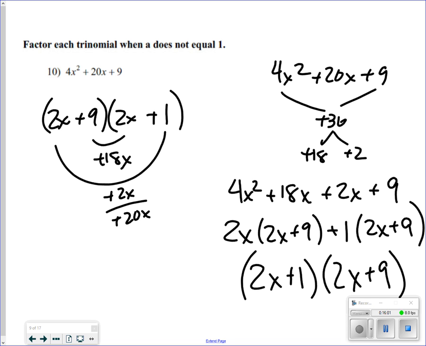So that's a little bit backwards here. You do get the same parentheses, just reversed. So that's not a big deal. Multiplication is commutative, meaning 3 times 5 is the same as 5 times 3. So 2x plus 9 times 2x plus 1 is the same as 2x plus 1 times 2x plus 9.